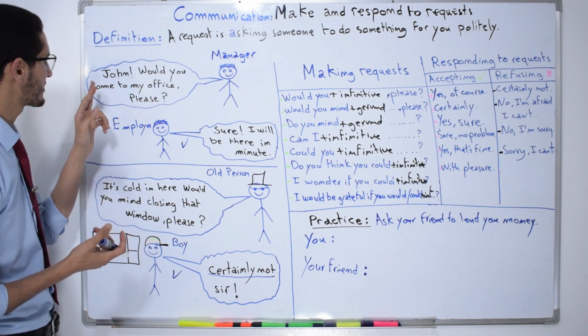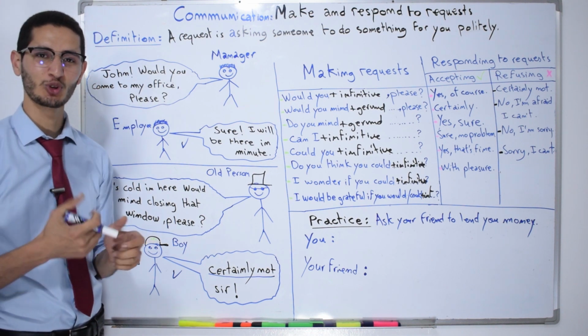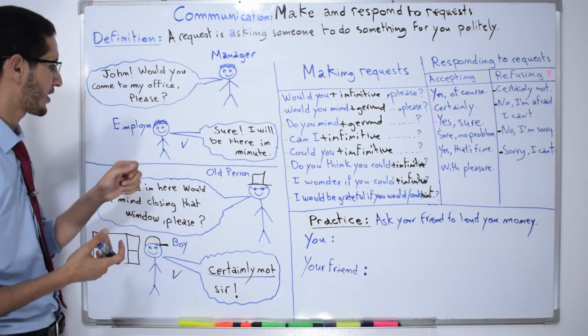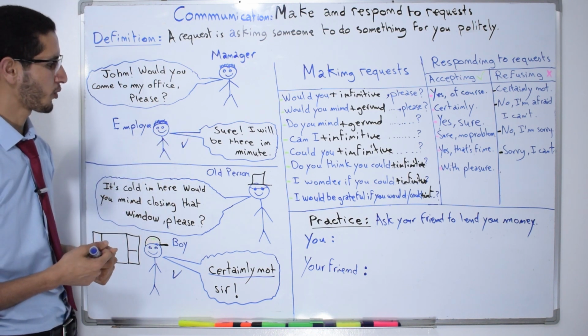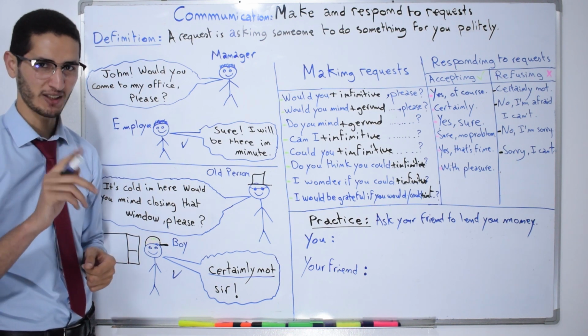The manager will say, "John, would you come to my office, please? John, would you come to my office, please?" All right, and the employee would respond in the following way: "Sure, I will be there in a minute. Sure, I will be there in a minute. Give me 1 minute to be there."